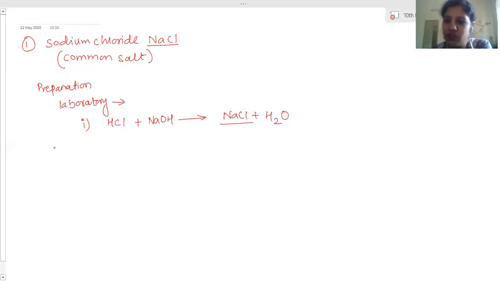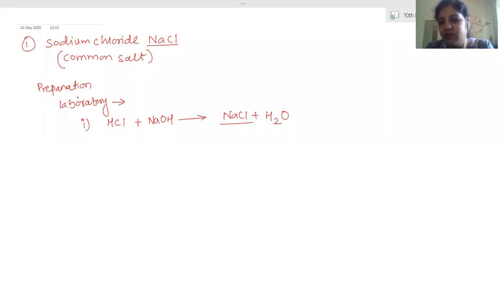But common salt has much more commercial application, so we cannot prepare it commercially in the laboratory way, because these two substances are actually prepared from sodium chloride. So they are obtained back from sodium chloride. Therefore commercially this is obtained.